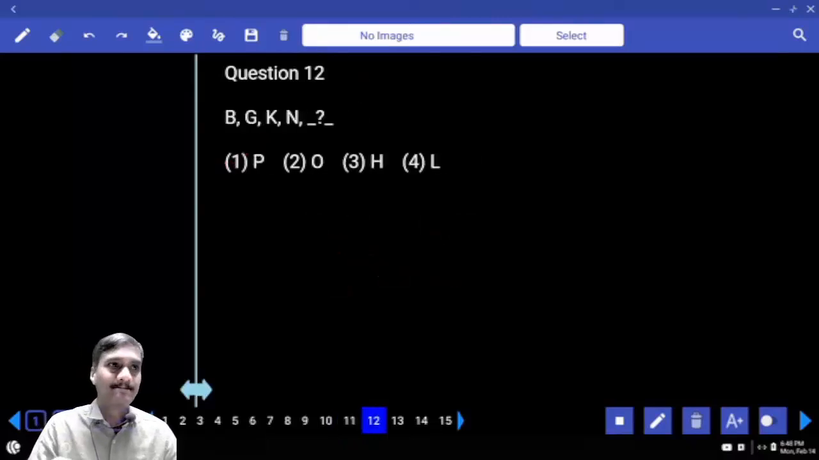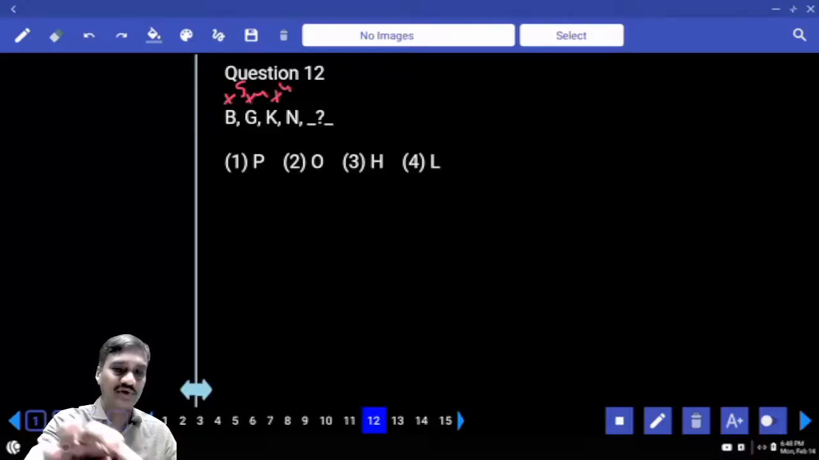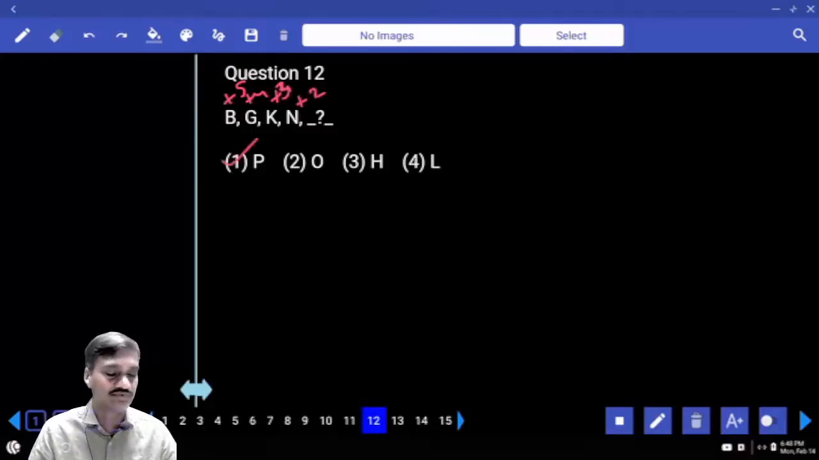Then 12th one. B and G, the difference between these two is so much? 2 and 7. 2 and 7 plus 5. 7 and 11 plus 4. 11 and 14 plus 3. 5, 4, 3. Next one plus 2. And N plus 2. 14 plus 2, 16. 16th letter is P, choice 1. The difference between the letters is 5, 4, 3, 2 and so on.